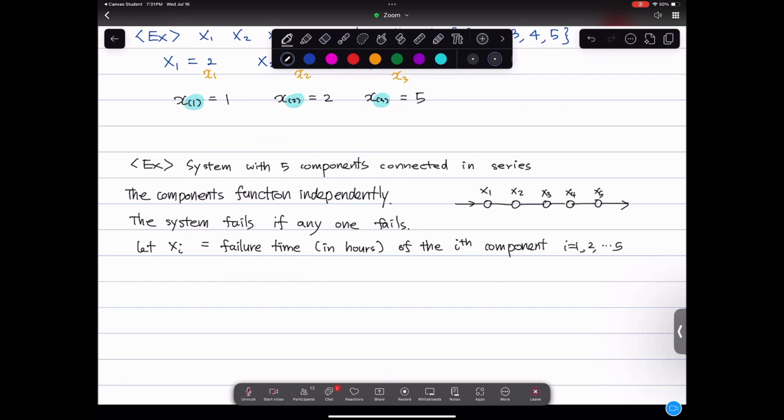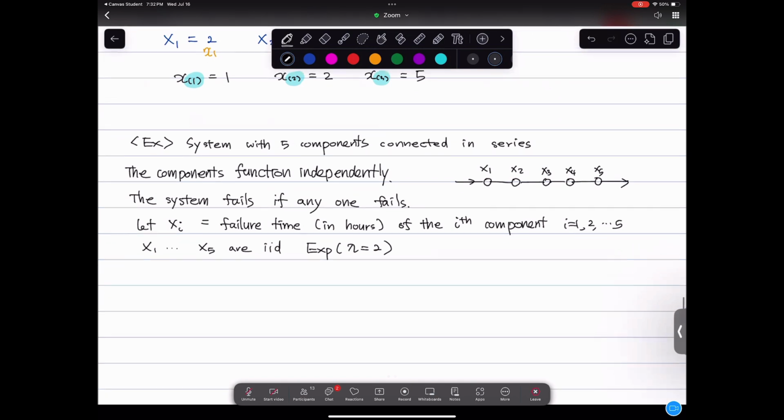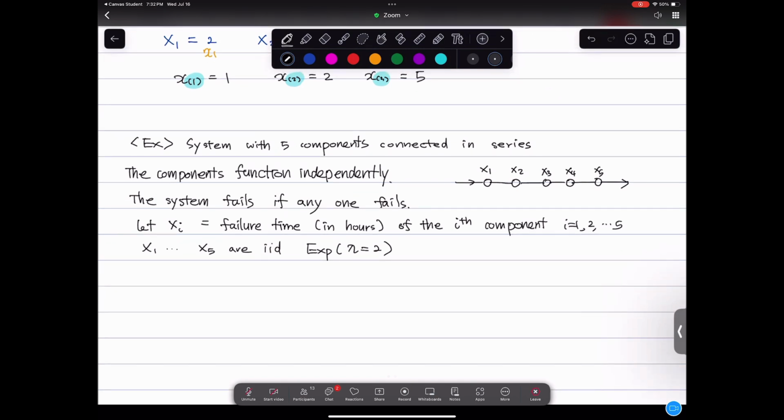Then x1, x3, all these are IID. They all have the same distribution and they're all independent. Let's make it simple as IID exponential with lambda being 2. So what it means is the distribution of x is 2 times e to the power of negative 2x, for x greater than 0.